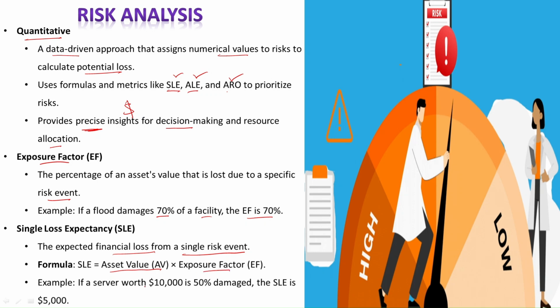For example, if a server is worth 10,000 US dollars and it is 50% damaged, then the SLE is 5,000, because the formula is 10,000 multiplied by 50%, which is 0.5, which is equal to 5,000.